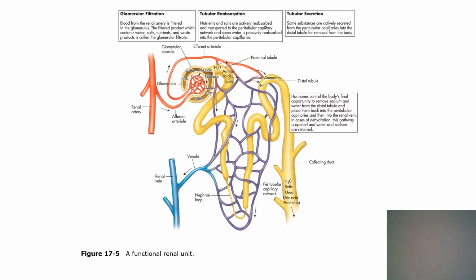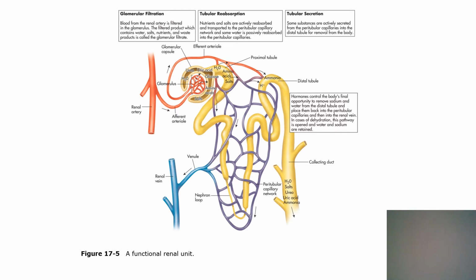And then of course, what's not used, what's not reabsorbed in here, continues through the yellow tubules, represented by yellow, into these collecting ducts and will eventually, of course, be excreted from the body. And what we have here: water, salts, urea, uric acid, ammonia excreted. So your hormones control the body's final opportunity to remove sodium and water from the distal tubules and place them back into the peritubular capillaries and then into the renal vein.